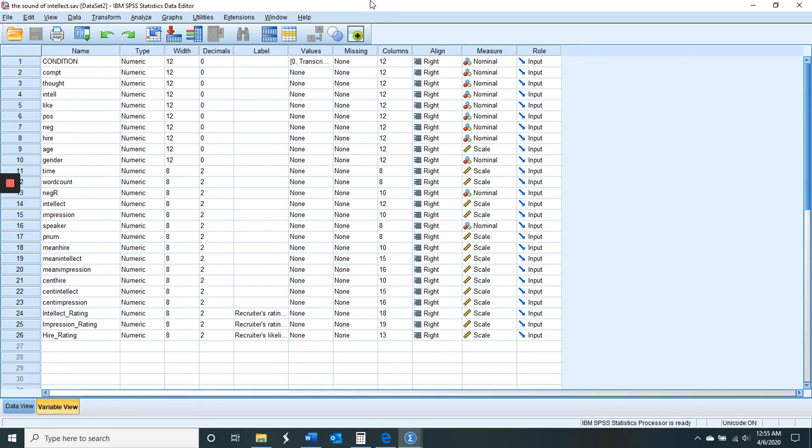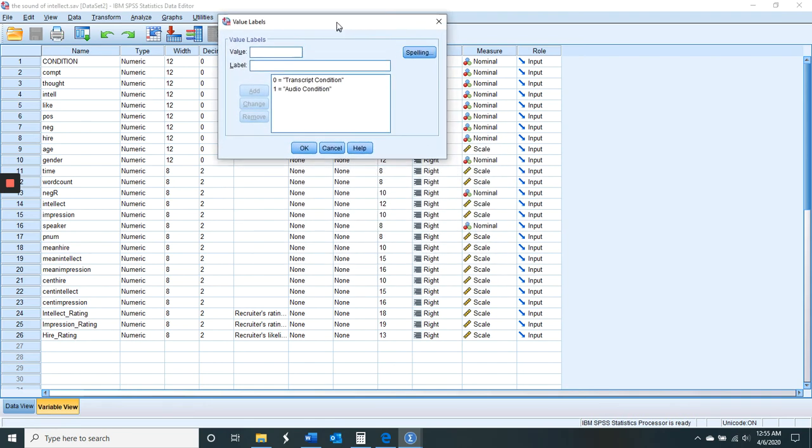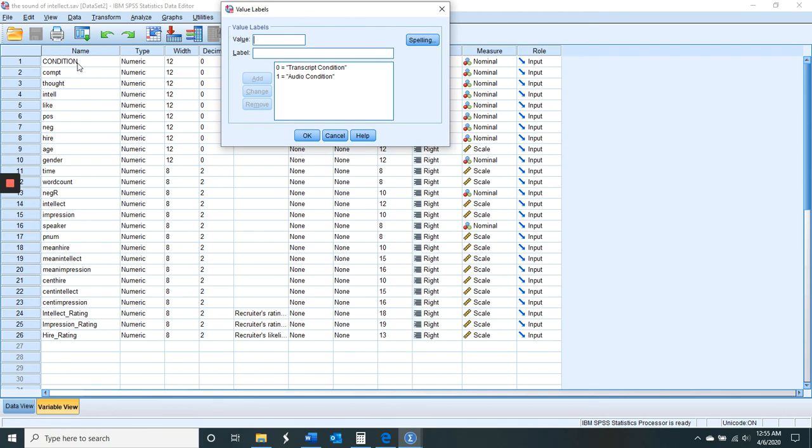And so for half the people, they read a transcript and then rated the candidate on several things, and the other half of people had the audio version. If you can see this, under condition, which is the variable, they had 1 as the audio condition and 2 as the transcript condition. So this is a job candidate describing themselves. So do you hear or are you reading a transcript of it?